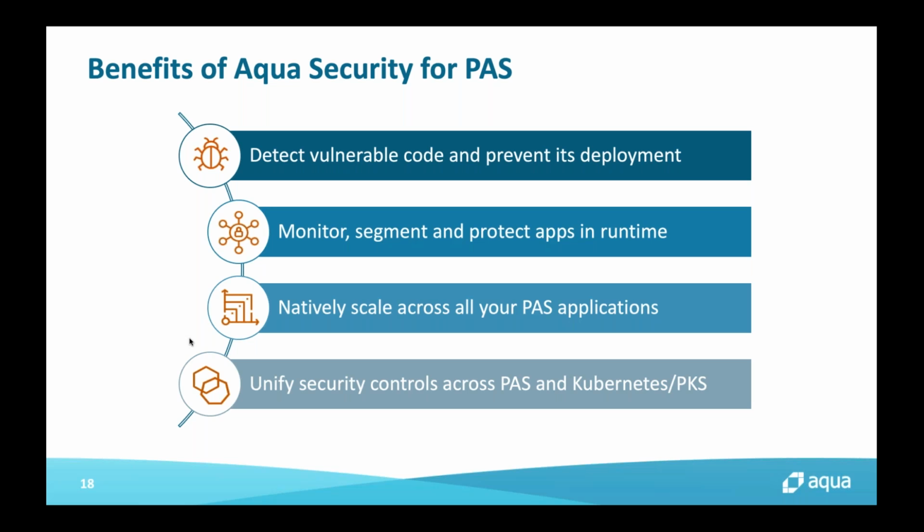And then, just to follow up on that, for the benefits of Aqua Security, just as a summary, we can detect vulnerable code and prevent its deployment, monitor, segment, and protect the app in runtime with the runtime protection and the firewall aspect. Natively scale across all your PaaS applications. We are a tile that is deployed from PivNet, so we are native to Pivotal Cloud Foundry. And then we just talked about unifying the security controls across Pivotal Application Service and Kubernetes Pivotal Container Services.